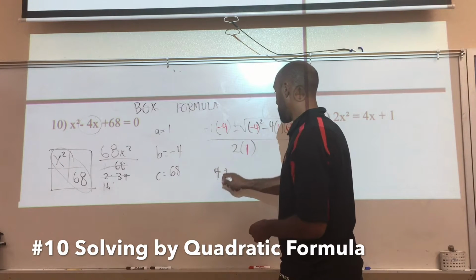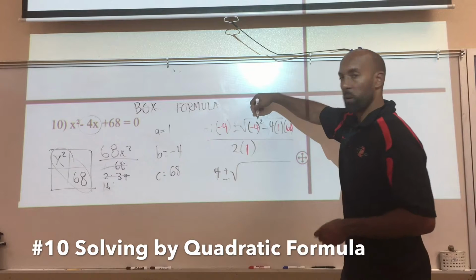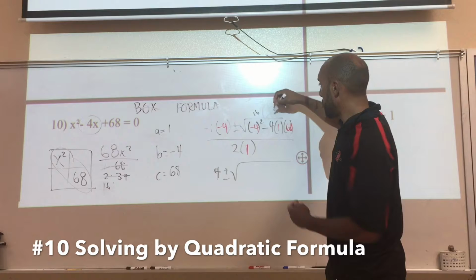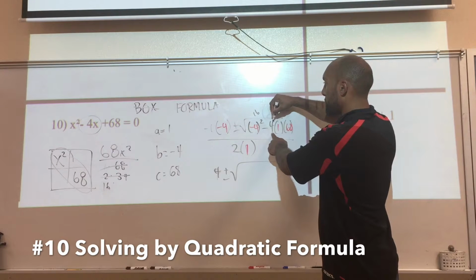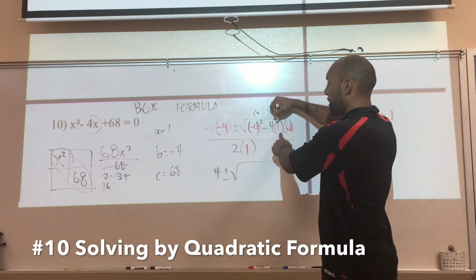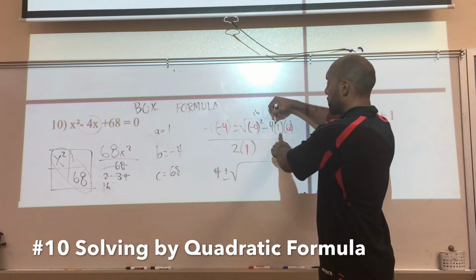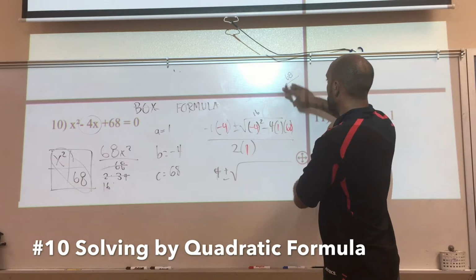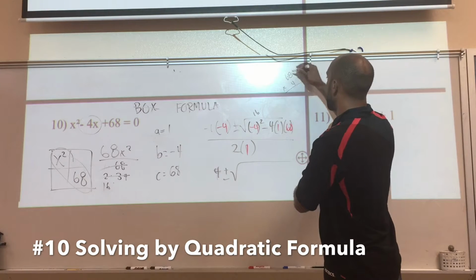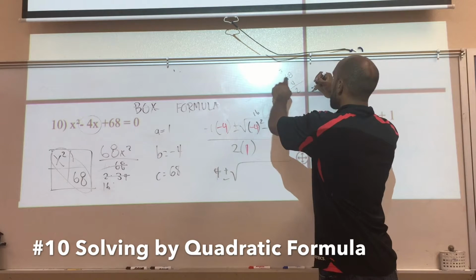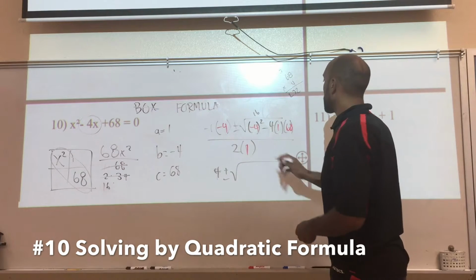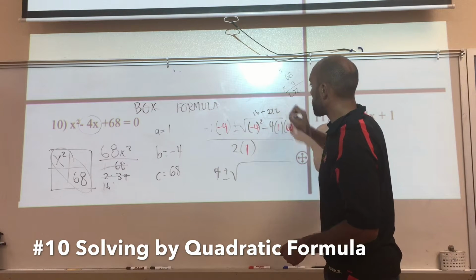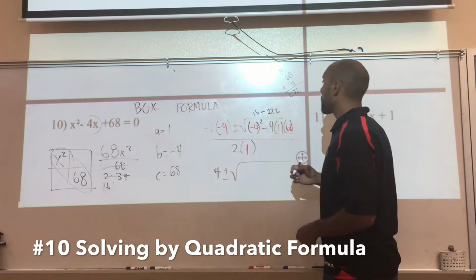Plus or minus. Okay, now on the inside here, I'm going to work this out on the side. So -4 squared, or -4 times -4, is 16. Okay, -4 times 1 is going to be -4 times 68. So 4 times 68. Okay, 6 times 4, 27. Okay, so 272. So negative 272. 16 minus 72.